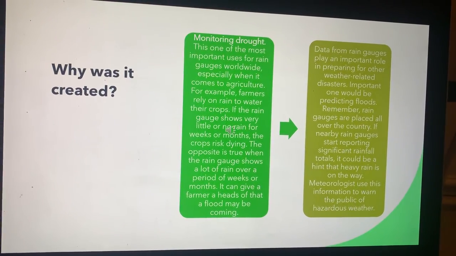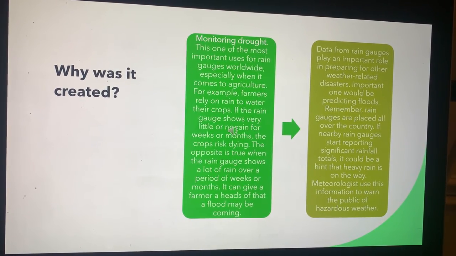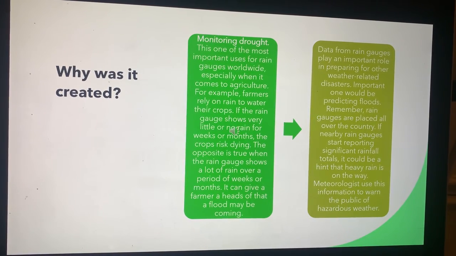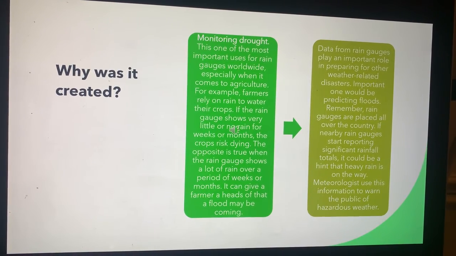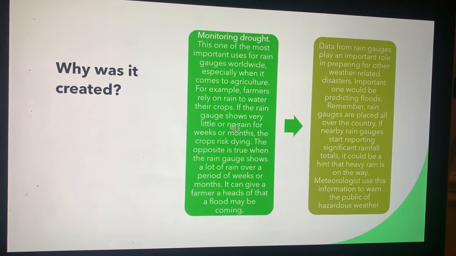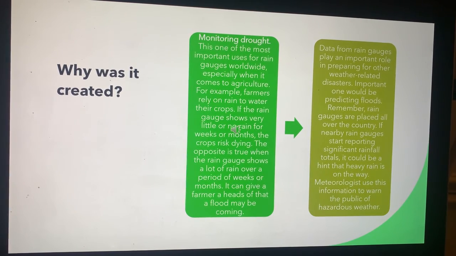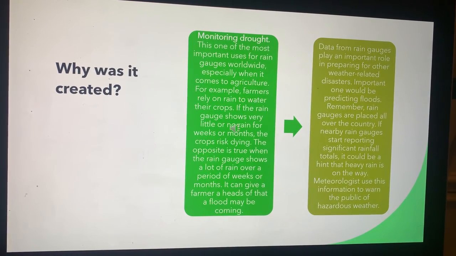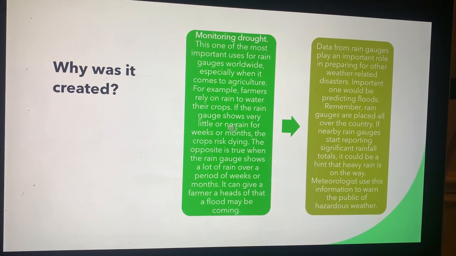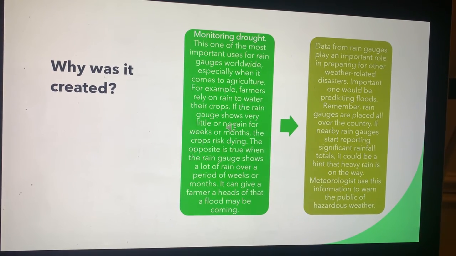My fun fact on why it was created. It was mainly created to monitor droughts or even hazardous weather. Its biggest important use is worldwide, everywhere, for agriculture and farmers. They rely on it to know when it's going to rain on their crops, to know when they should plant their crops, and if their crops are at risk of dying. And it can show this over a period of weeks or even months.